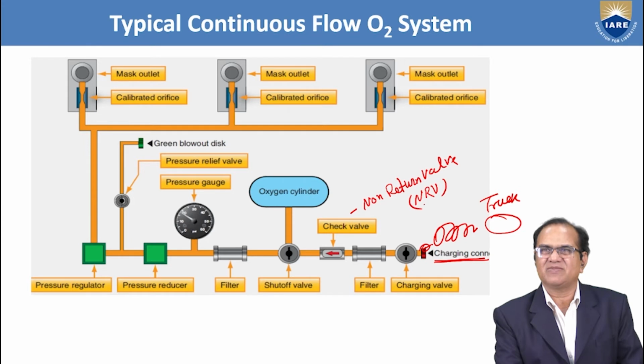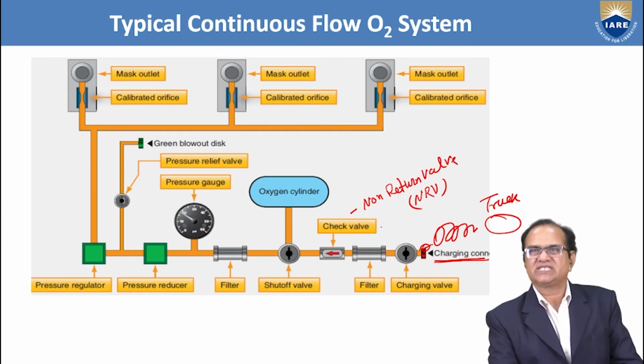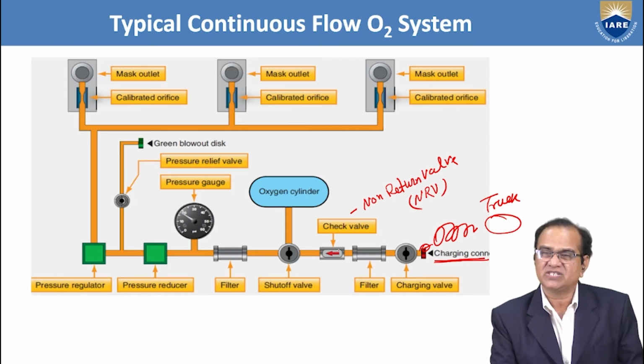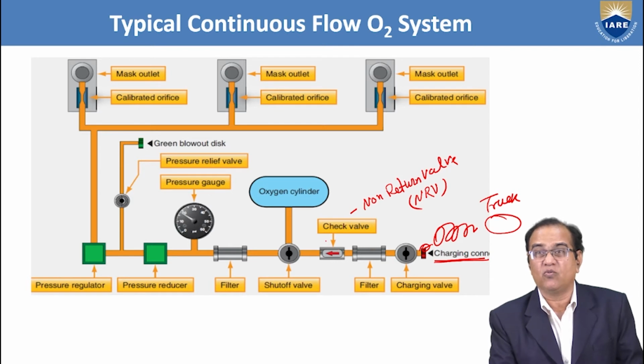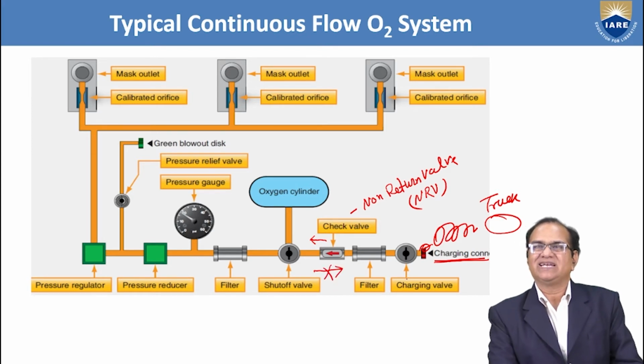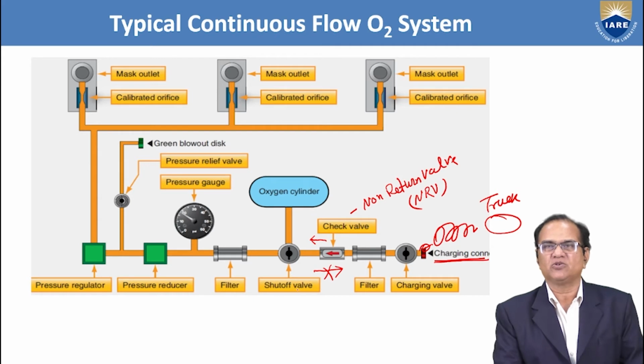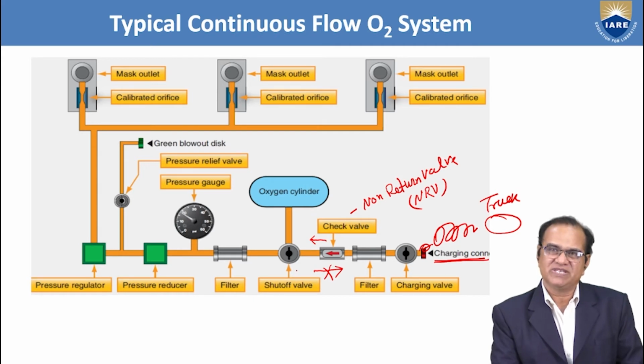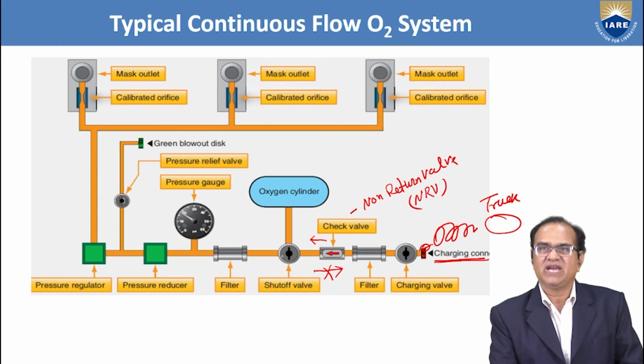This check valve is provided so that the function is to give only one direction flow. It will go only in this direction and will never go in the opposite direction. It will not allow that, so that is the purpose of the check valve. From the check valve, it goes to the shut-off valve. Shut-off valve means you can turn it on and off from here, and from there it goes to the oxygen cylinder.